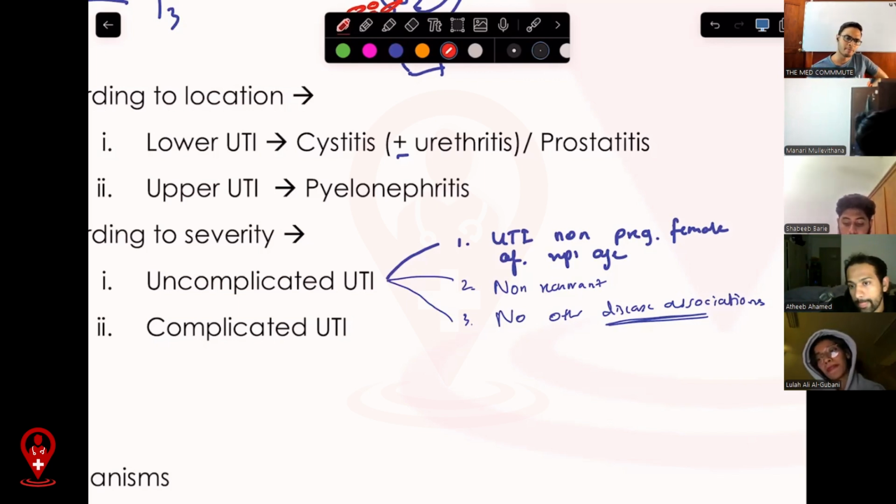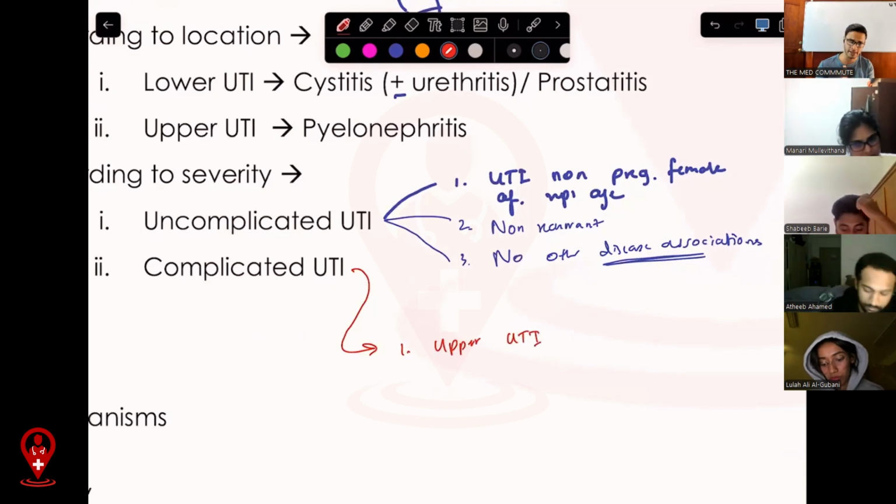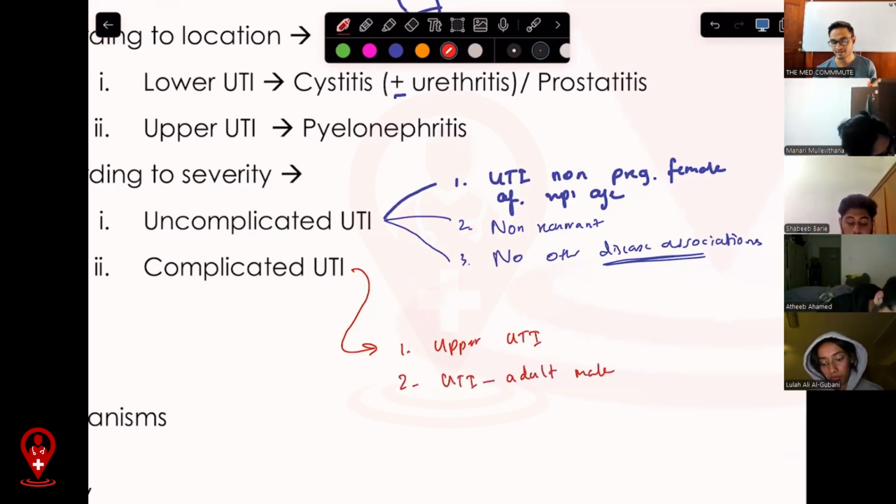Right. Complicated UTIs. What are these complicated UTIs, guys? By definition, there are a few things here. Write these down. The first thing, for a complicated UTI, guys, usually upper UTIs. Usually all upper UTIs, we consider them as complicated. The next thing, any UTI in an adult male. If you all get a UTI, doesn't matter how mild it is, it's complicated. We will talk about why.